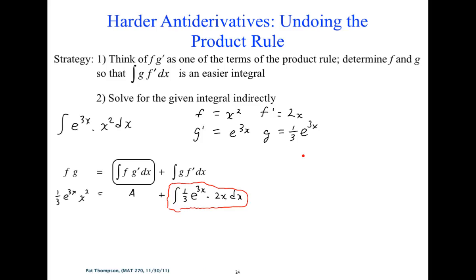Okay, so for the red one, I'll use capital F and G, capital F and G prime. And so what should capital F be? 2x, right? So that F prime is 2. That's what we want. Get rid of all the x's. G prime is 1/3 e to the 3x. So now we need the antiderivative of that. We're going to need another factor of 1/3, right? So it's going to be 1/9 e to the 3x will be the antiderivative of that.